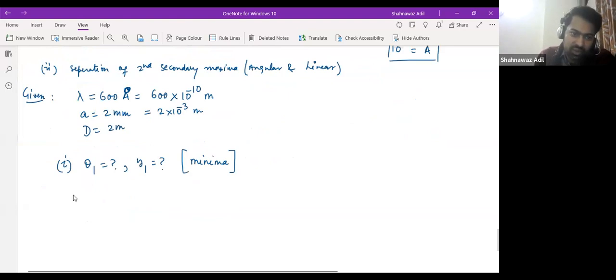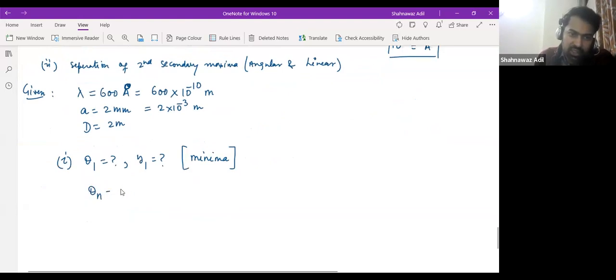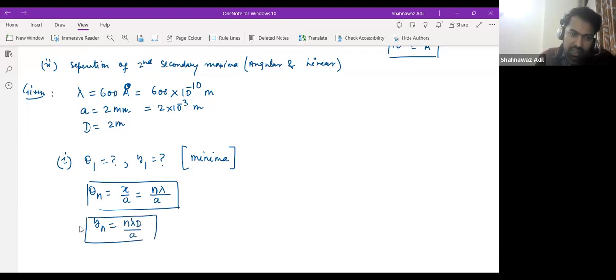What do we know? We know that theta n is x by a, and for the minima, this is n lambda by a, the separation of the nth one. And yn is how much? That is n lambda d by a. This is the linear separation, and this is the angular separation, right?